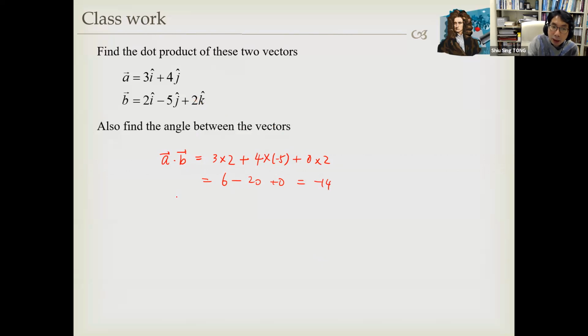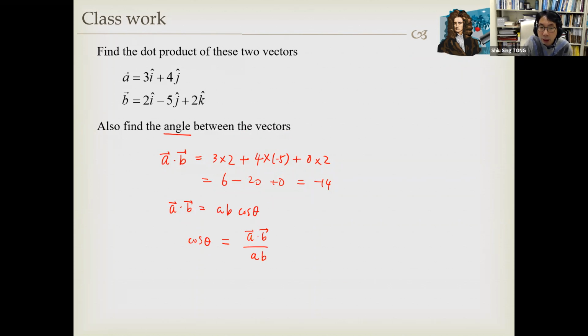But again, I know A dot B is equal to AB cosine theta, where theta is the angle between the two vectors. And now I'm required to find that angle. So I can express cosine theta as A dot B divided by the magnitude of A multiplied by the magnitude of B.